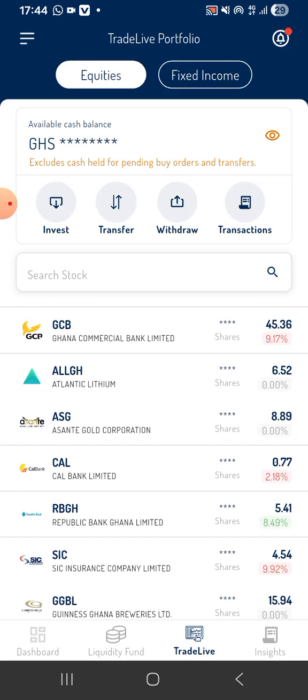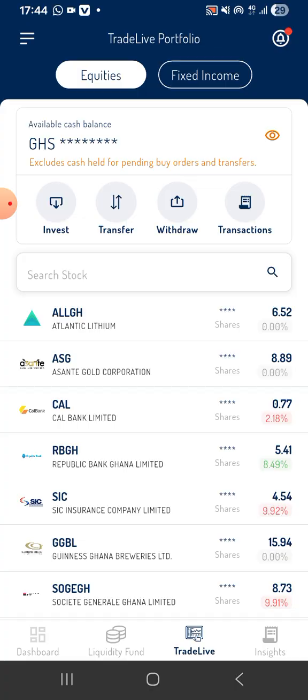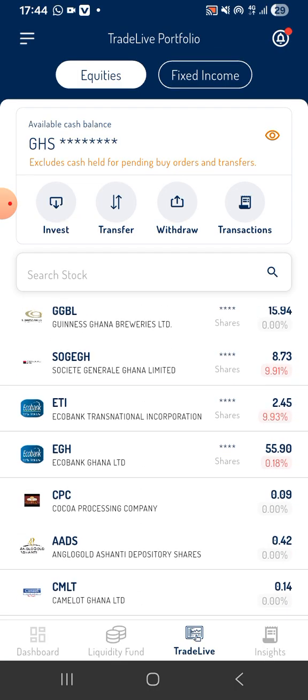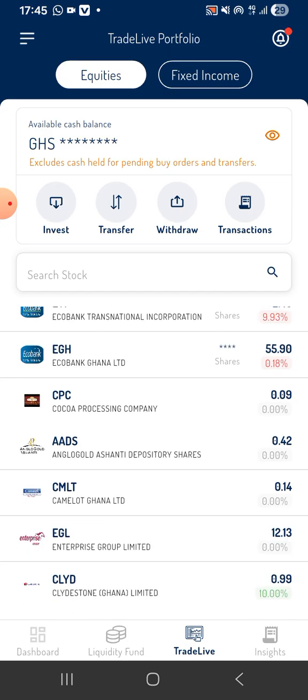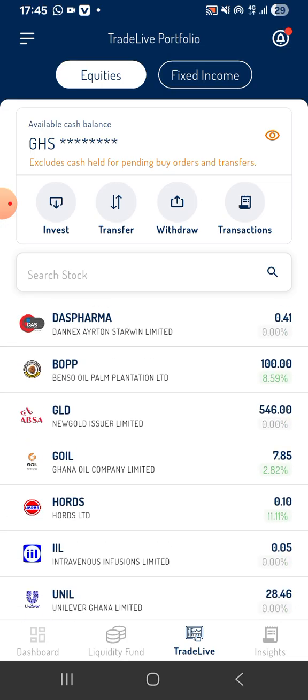So you can see that I have shares in MTN Telco. I have shares in GCB. I also have shares in SIC, Guinness Ghana, Societe Generale, ETI. So basically you can just diversify your portfolio. All right, and then you take it from there.